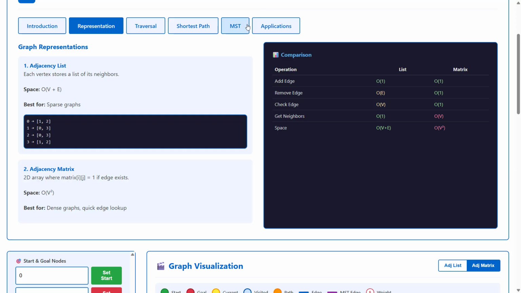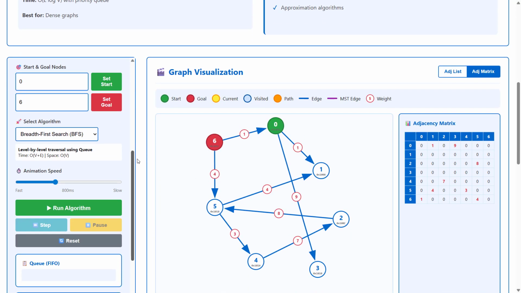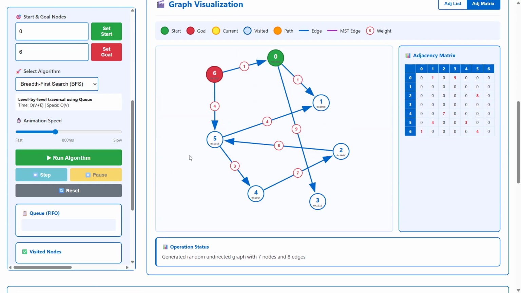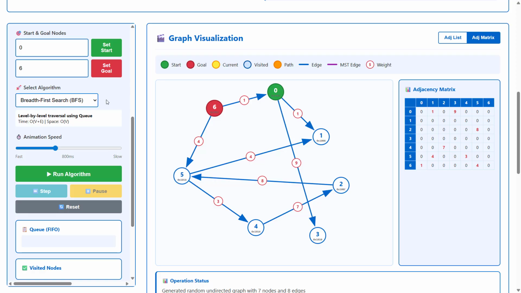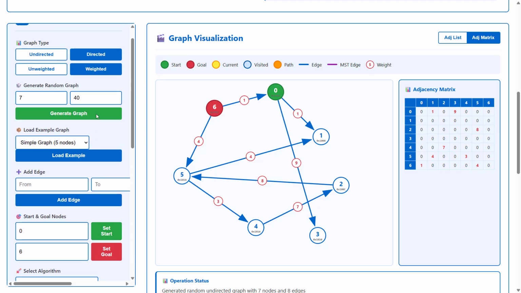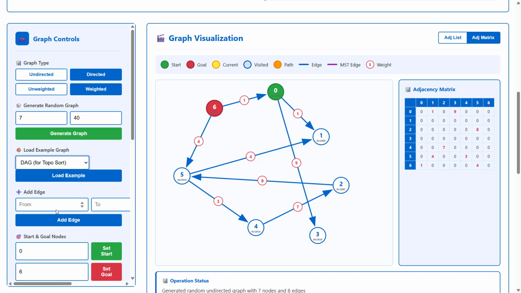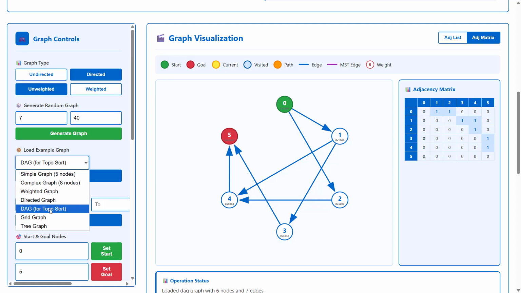There is a very important type called DAG, which stands for Directed Acyclic Graph. This is a directed graph with no cycles. It's used everywhere in computer science. A real example is course prerequisites. You must complete Course A before taking Course B. You must complete Course B before Course C. There cannot be circular dependencies, where Course C requires Course A, which requires Course C. That would be a cycle, and it is not allowed.